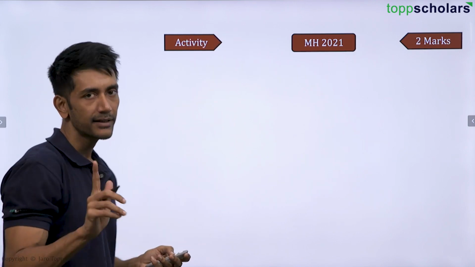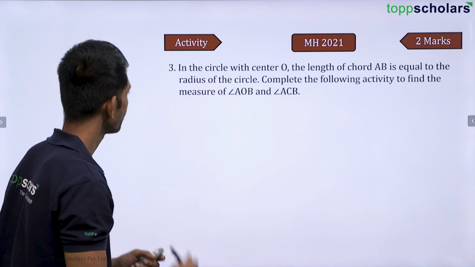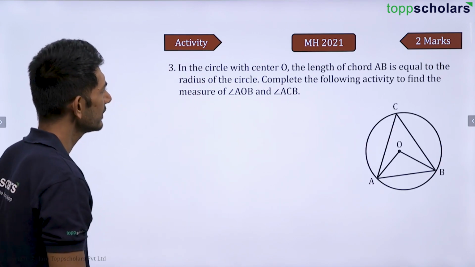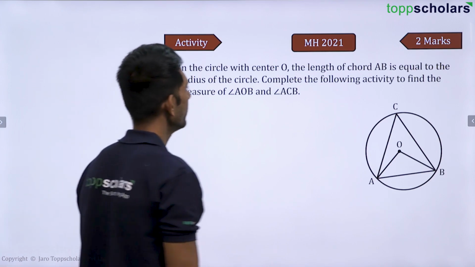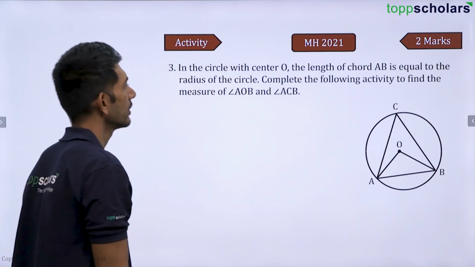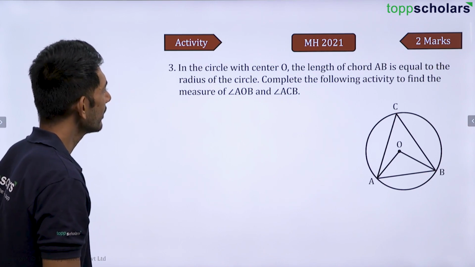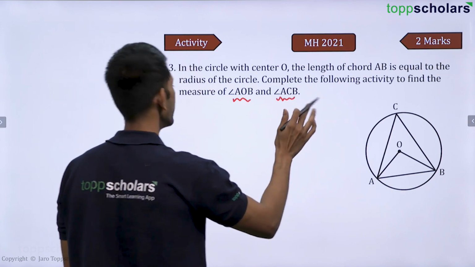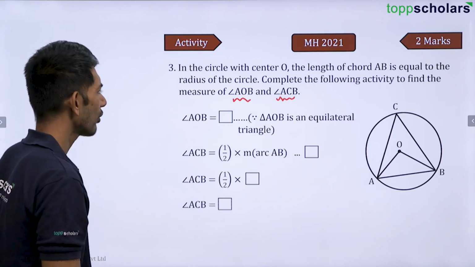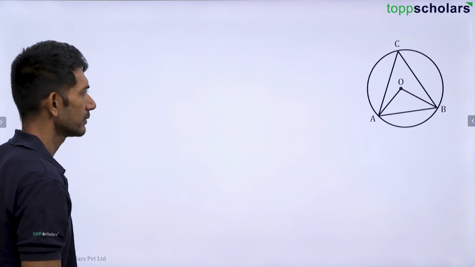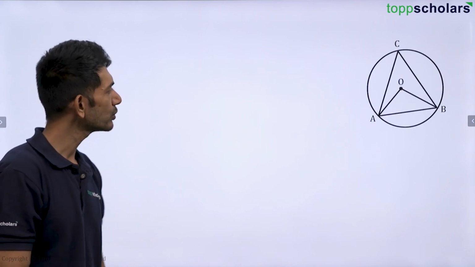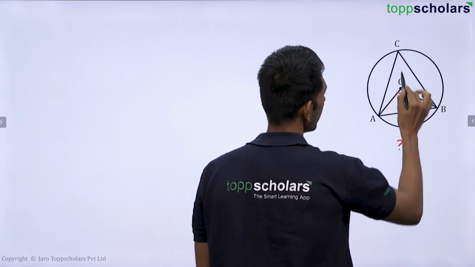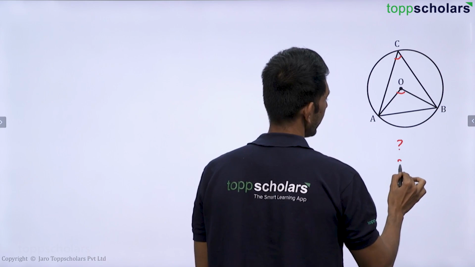Perfect. Let's continue. Now let's have a 2 marker. Okay. So there is a circle with center O, and the length of chord AB is equal to the radius. Complete the following activity to find the measure of angle AOB and measure of angle ACB. So let's not see the activity. Let's solve the problem first. We are supposed to find the measure of two angles: angle AOB and angle ACB.